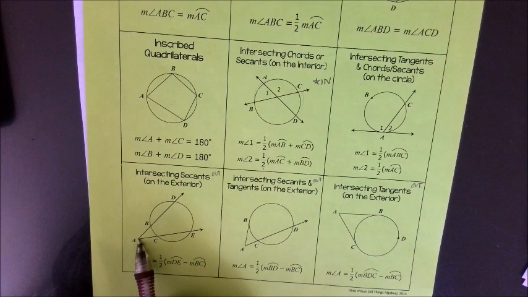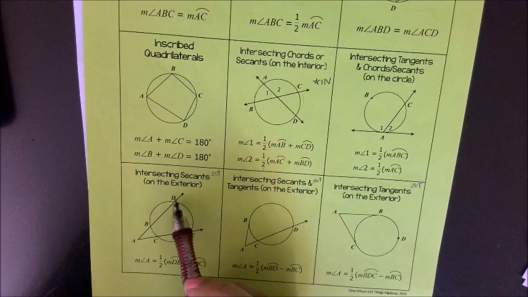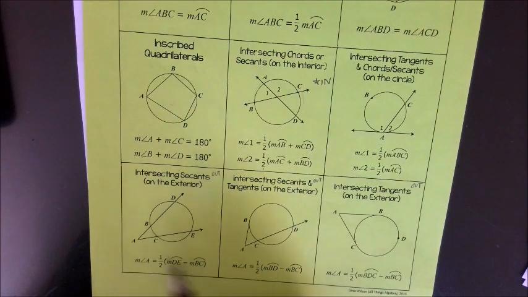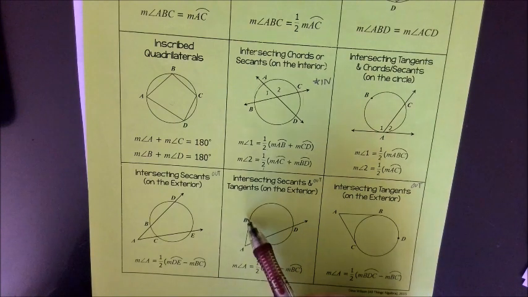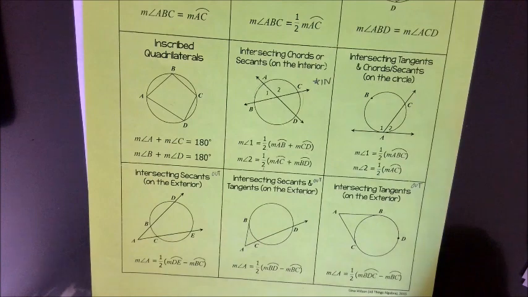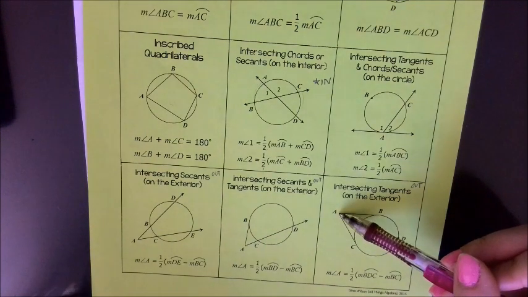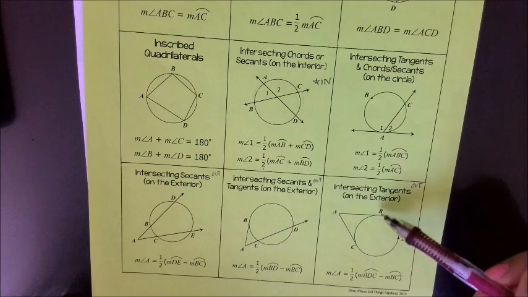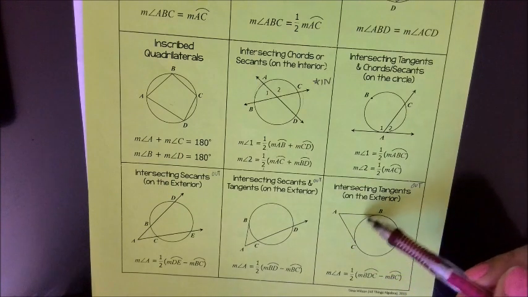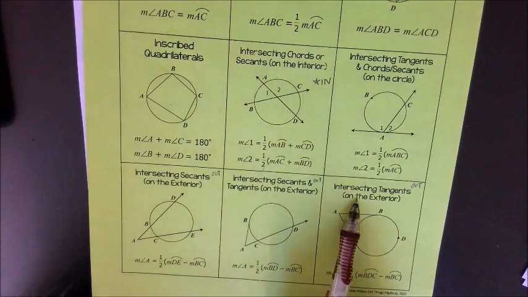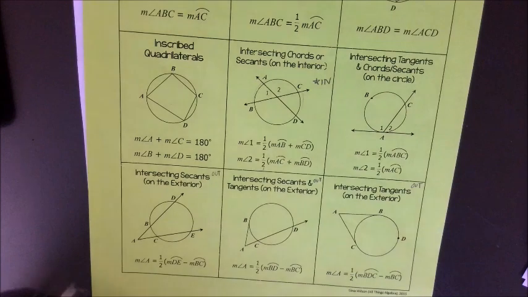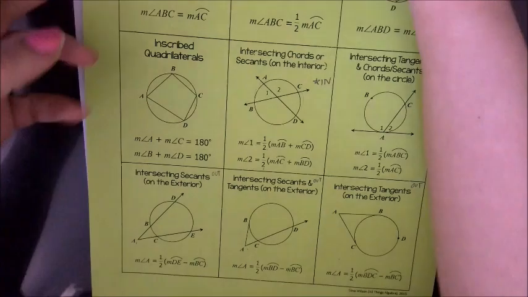So the vertex is outside. You take half to find angle A, half of the larger arc minus the smaller arc. Same thing here, intercepted arcs, angle A: the major arc minus the minor arc, large and small arcs. And here your vertex is out there, so you're going to take half of the major arc minus the minor arc. No matter what's intersecting, a tangent line, the secants, whatever, if your vertex is outside, that's what we're going to be doing.